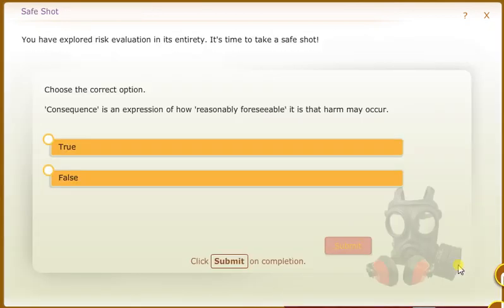You have explored risk evaluation in its entirety. It's time to take a safe shot. Choose the correct option. Consequence is an expression of how reasonably foreseeable it is that harm may occur.